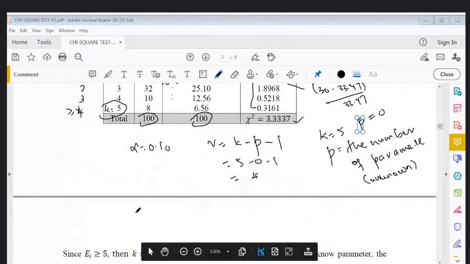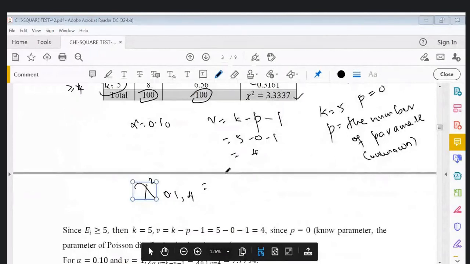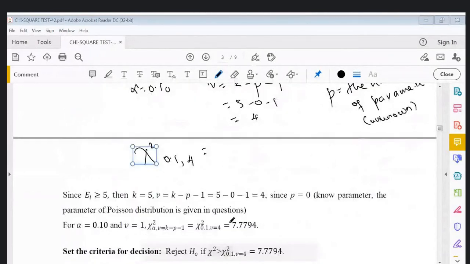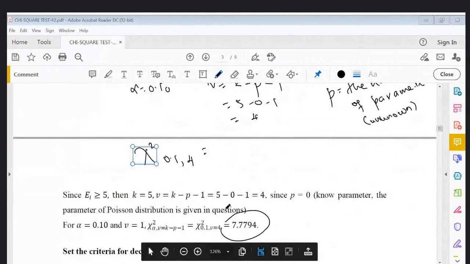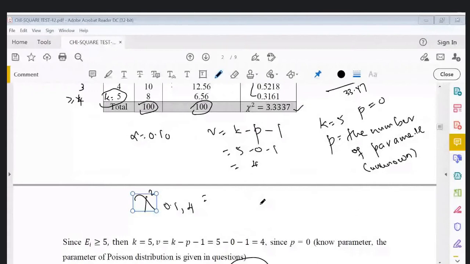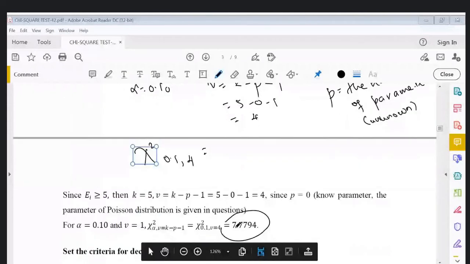Okay, if you see from the table, the answer is 7.7794. Okay, from here, accept or reject. We compare the calculated chi-square 3.3337 and the table value 7.77. Accept or reject?